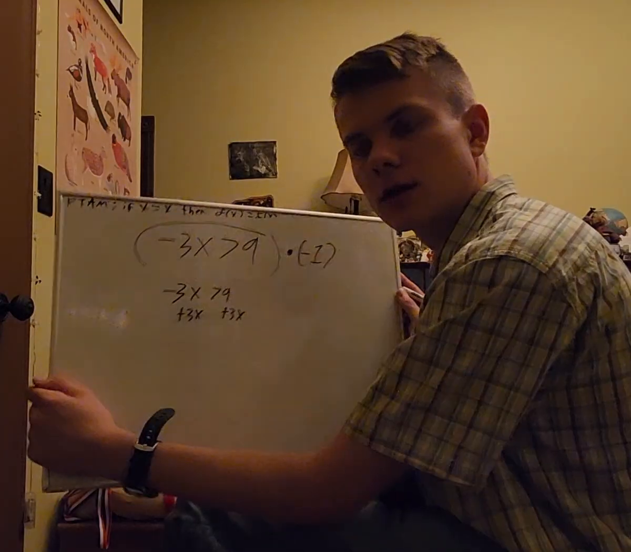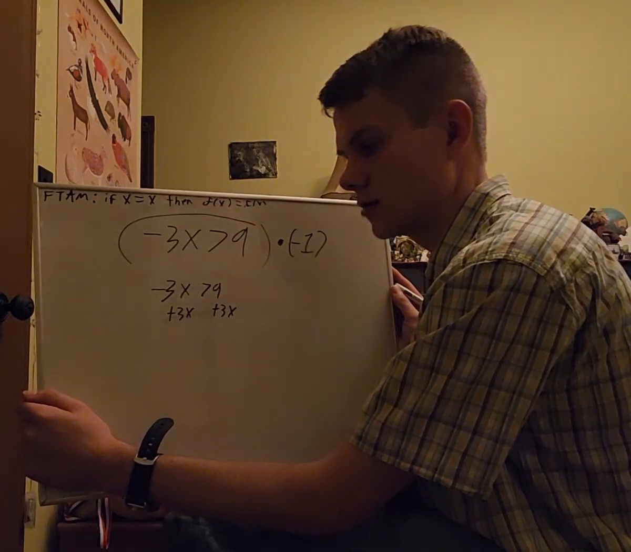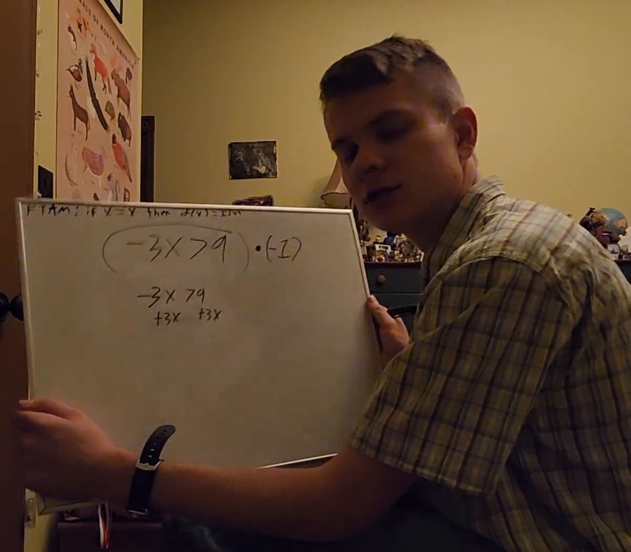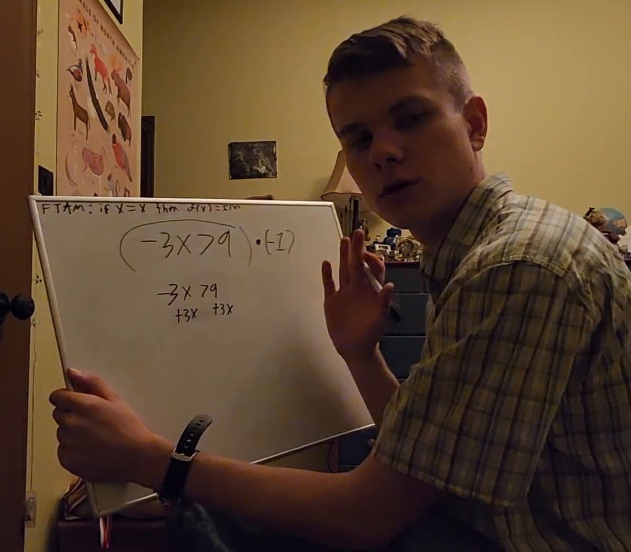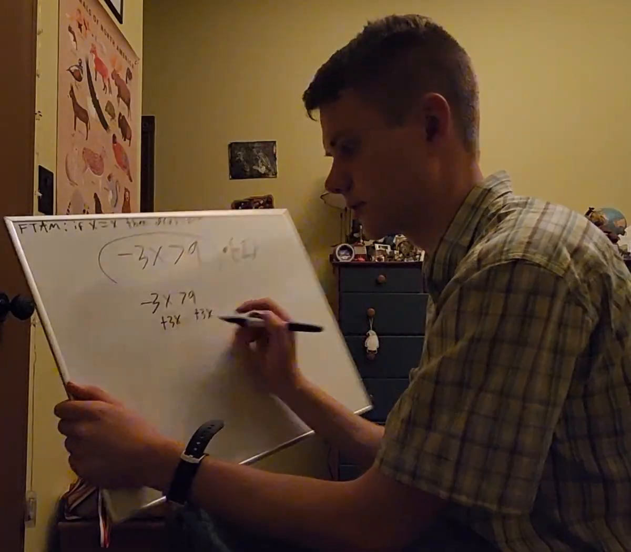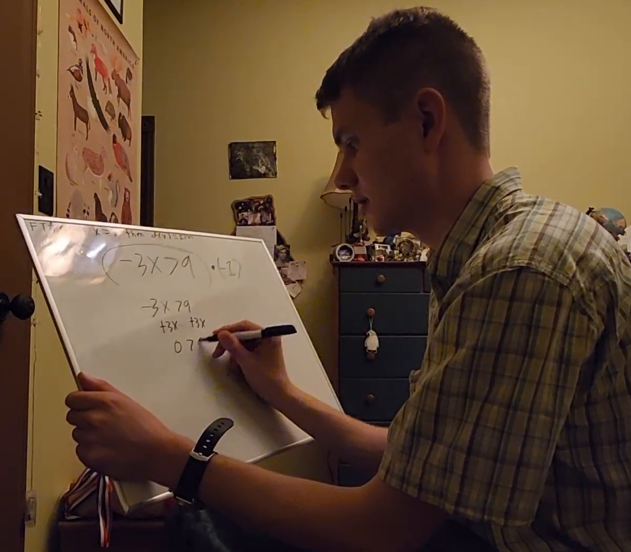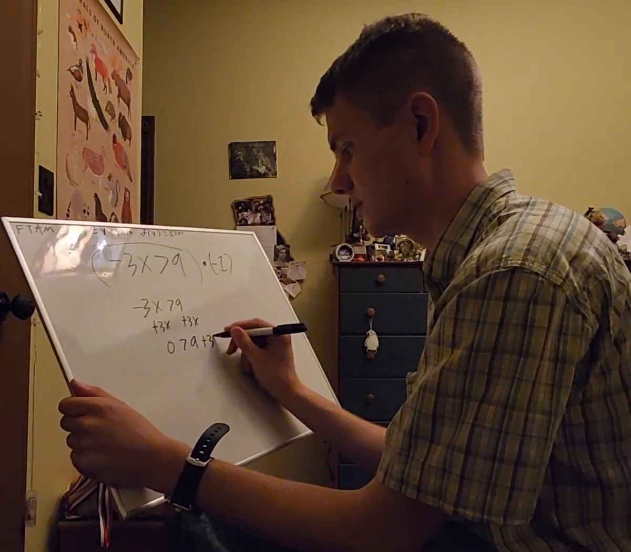Okay, negative 3 plus 3x greater than 9 plus 6. Since we're just adding a number, it's fine. We don't need to swap the signs. Okay, so negative 3x plus 3x is just 0. So 0 is greater than 9 plus 3x.